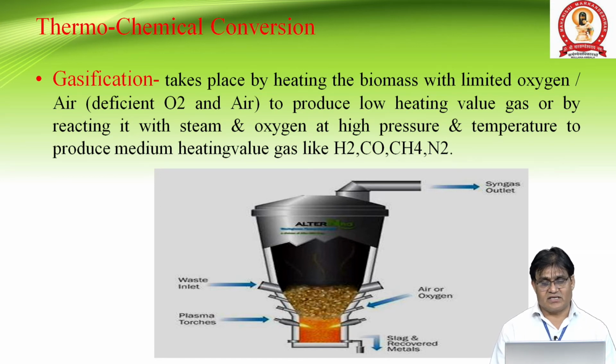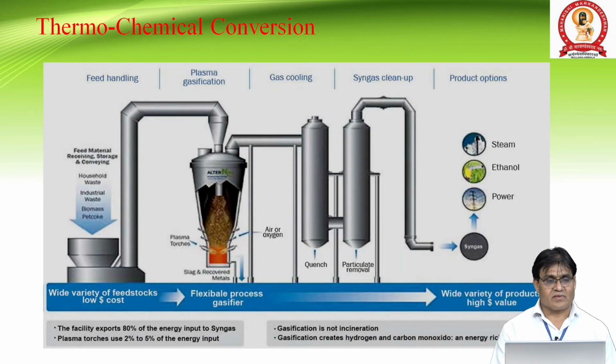Here the biomass gasification process goes on in the gasifier. That is the production process of biofuel from biomass within the gasification process. A wide variety of low-cost feedstock is fed into the gasifier. In the gasification process, biomass is converted in the presence of air and oxygen at a high temperature, approximately 600 degrees centigrade minimum. After that, the gas goes for cooling and separation of other gases, and the pure methane gas is used as a fuel.